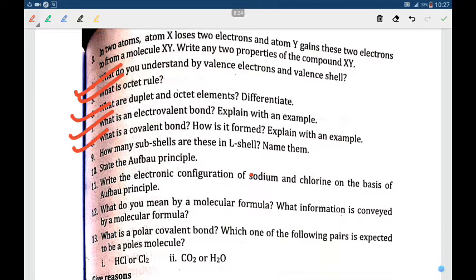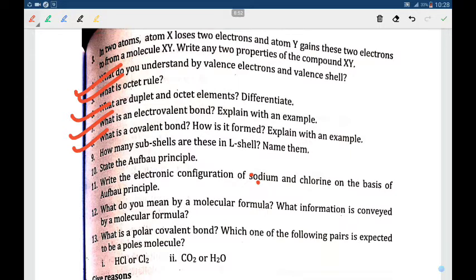Mutual sharing of electrons between two atoms, each contributing an equal number of electrons, is called a covalent bond. Example: H2O, O2, CH4. Previous video, and then find out the structure.